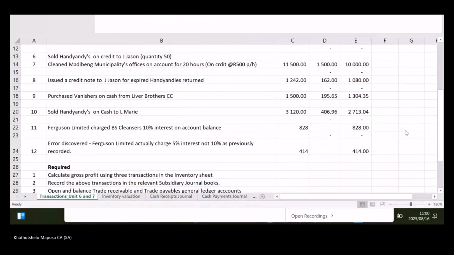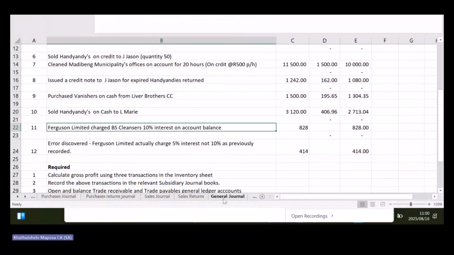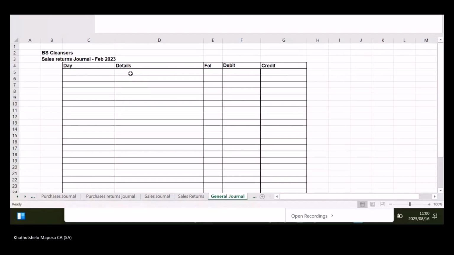Okay, can I try? On the general ledger, we will debit the interest expense. That's it. And then we will credit the account payable, or trade payables.